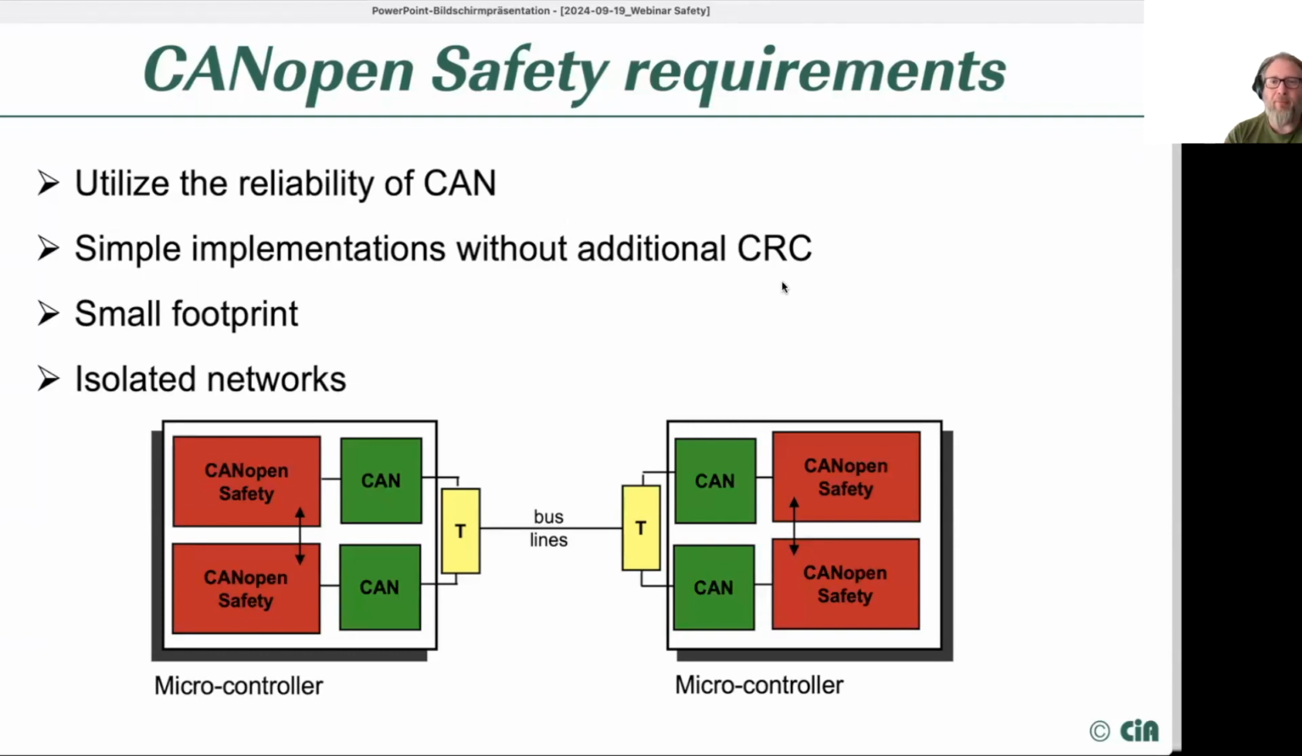If you remember the timeline, we started at the end of the last century, and microcontroller implementations at that time had no CRCs. Normally, only very expensive microcontrollers had additional CRCs available in hardware. And we wanted to have something which doesn't require additional CRC. So in general, we wanted to allow a small footprint, and at the end of the last century, we covered only isolated networks.